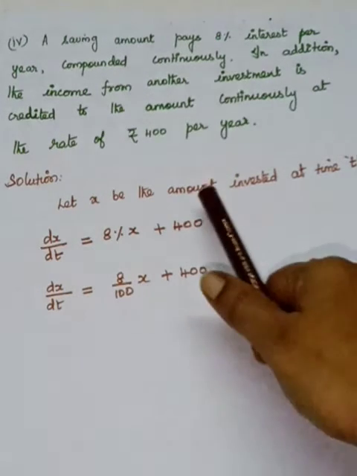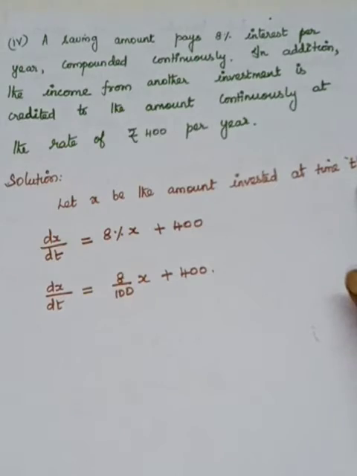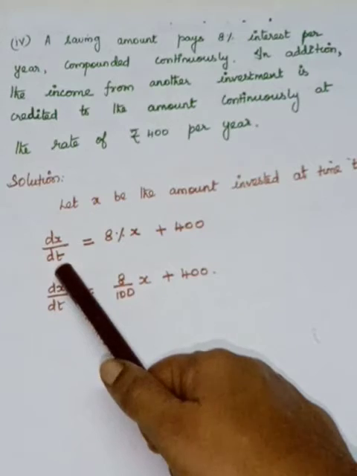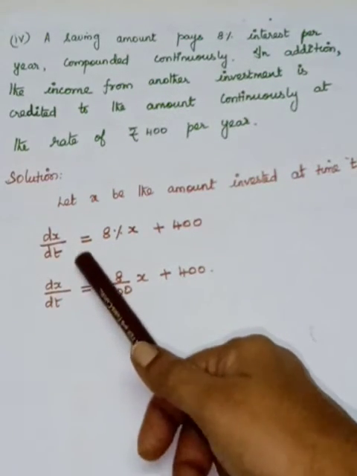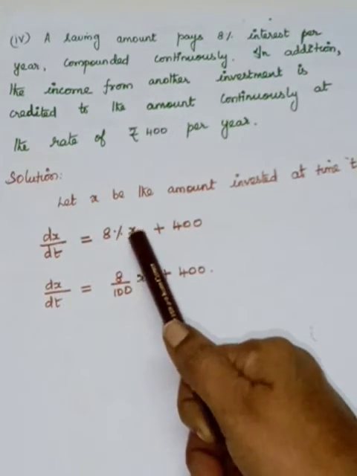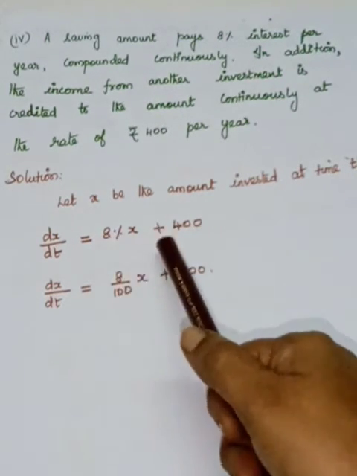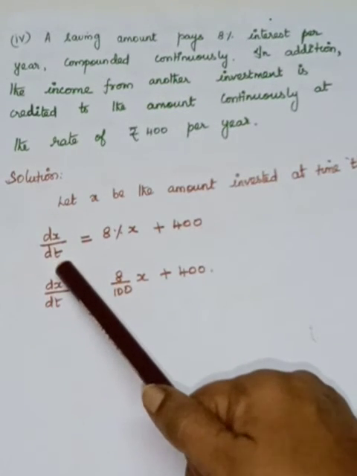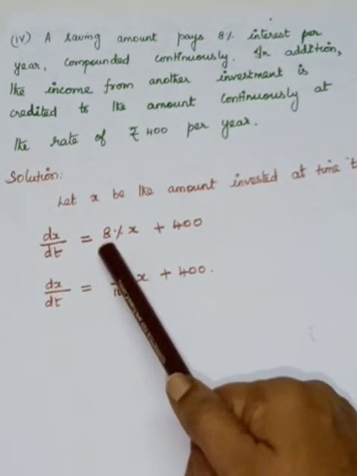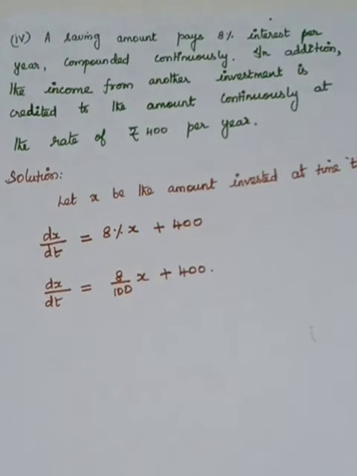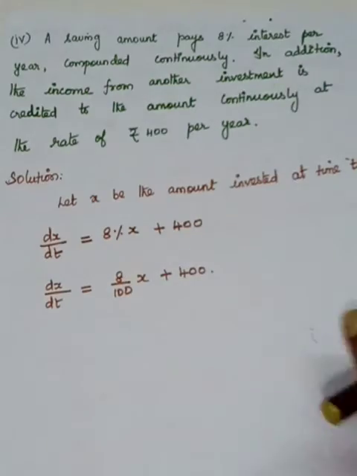So let x be the amount invested at time t. So the rate of change of amount, that is dx by dt, is equal to 8% of the interest for that amount, your interest rate is 8%, plus 400, because per year you are getting 400. So therefore the rate of change of amount, that is dx by dt, is equal to 8% of x plus 400. Okay, 8% is nothing but 8 by 100.